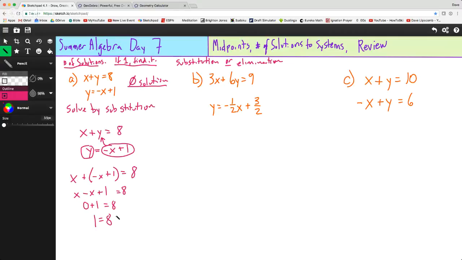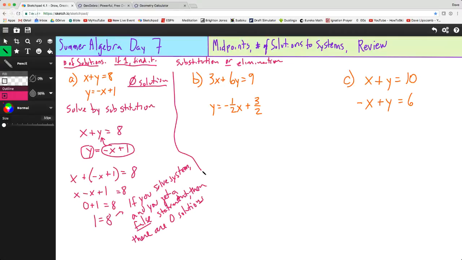That is your clue. If you solve a system and you get a false statement, there are 0 solutions. Okay, so instead of solving this graphically, you solved it by substitution, but you end up with this false statement.